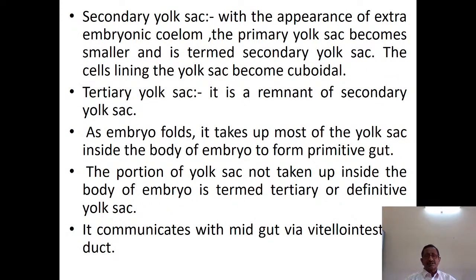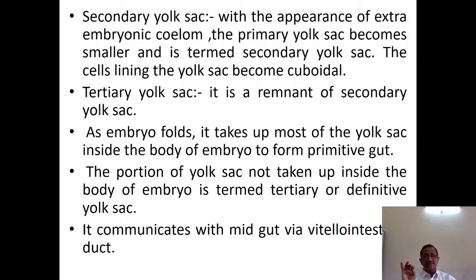Then the secondary yolk sac. With the appearance of the extra-embryonic coelom, the primary yolk sac becomes smaller and is termed the secondary yolk sac. The cells lining the yolk sac become cuboidal. Now the Heuser's cells, which were flat, are becoming cuboidal and the sac is constricting, and this time we are calling it the secondary yolk sac.